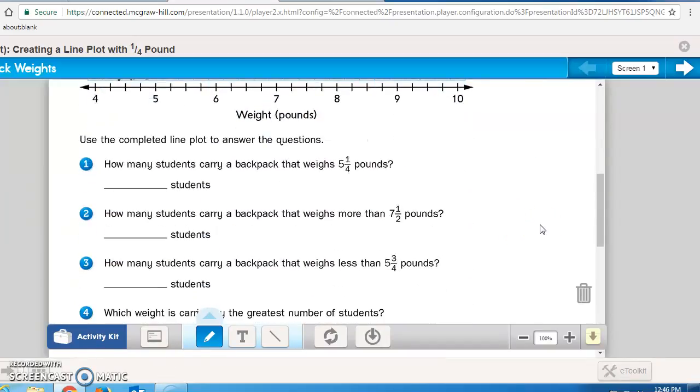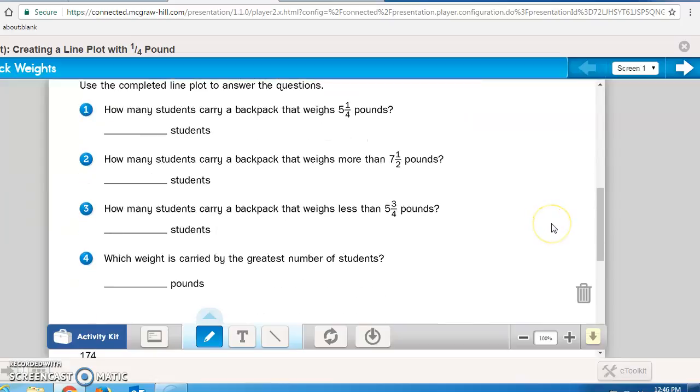If there's anything you did not get correct, please bring it up to myself or Mrs. Voorhees so we can show you how to fix it and show you the correct way to do it. Look at question number 1. It asks, how many students carry a backpack that weighs 5 1/4 pounds? So there's a blank there for how many, and the units, students. So you're going to need to have that graph done before you can answer these questions. So make sure that's completed.